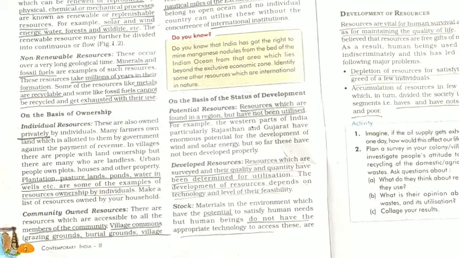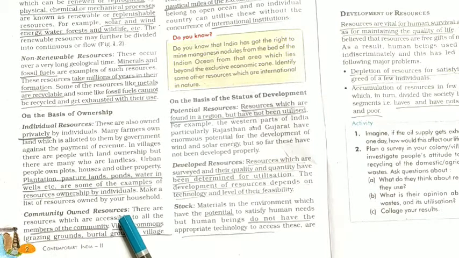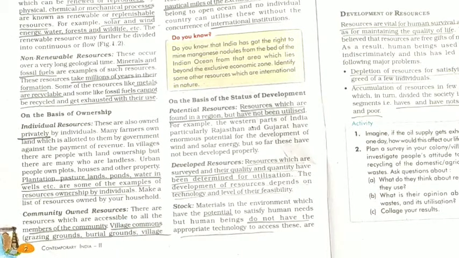And the land which is owned by the community is called community-owned resources, such as public parks, picnic spots, playgrounds, and in villages, grazing grounds, burial grounds, village ponds, etc. These are the resources which can be used by all the members of the community.